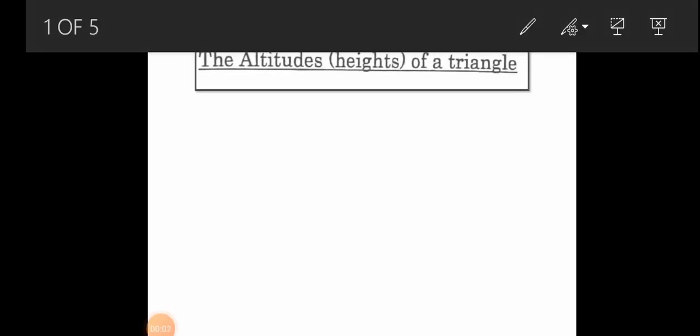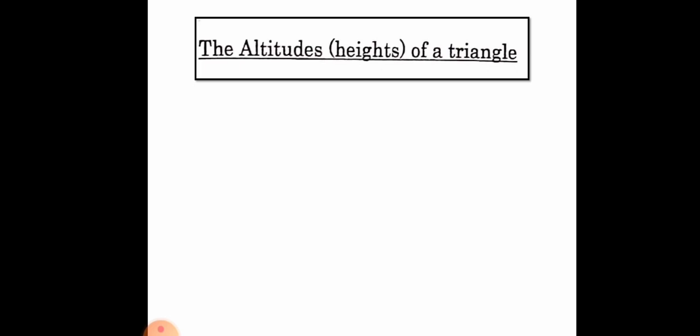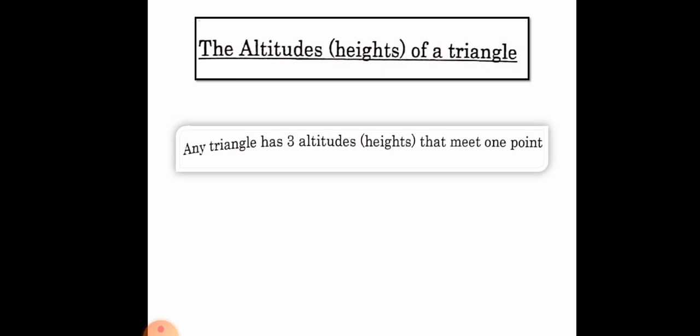Today inshallah we're going to talk about the altitudes or the heights of a triangle. Any triangle has three altitudes or three heights, and these three heights meet at one point. But first, what's the meaning of an altitude or a height?